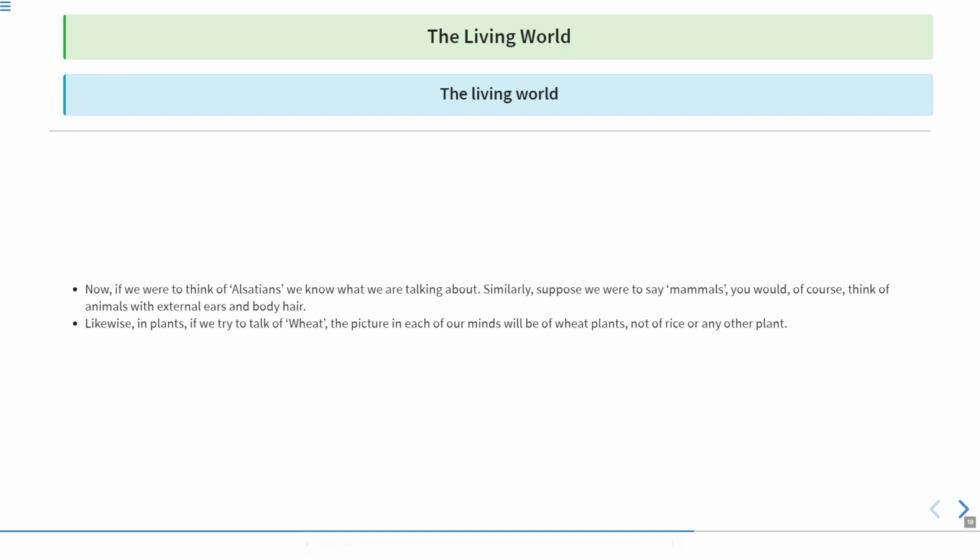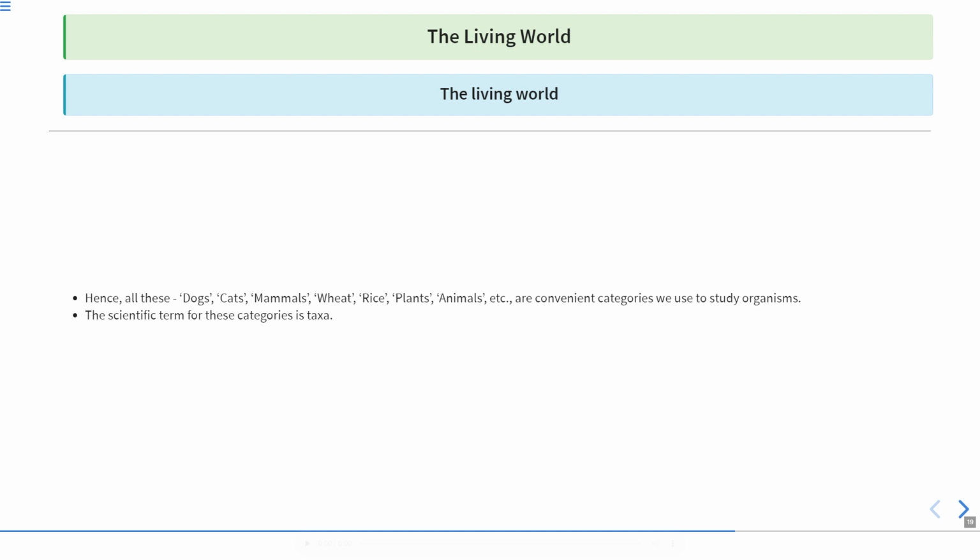Similarly, suppose we say mammals, then you would of course think of animals with external ears and body hair. Dog, cat, giraffe, horse, lion. All these are mammals. Likewise, in plants, if we talk of wheat, a picture of the wheat plant will come in each of our minds, not rice or any other plant. So all these: dogs, cats, mammals, wheat, rice, plants, animals, etc. are convenient categories we use to study organisms.